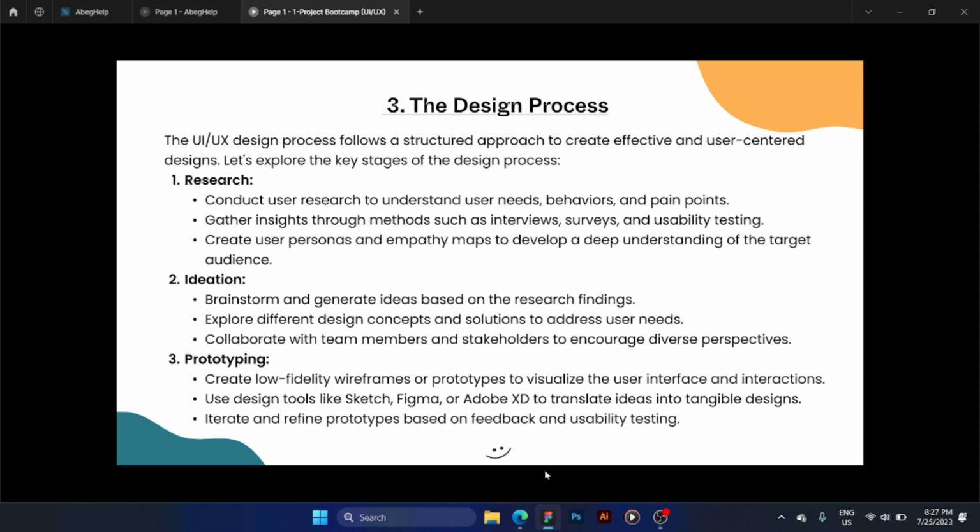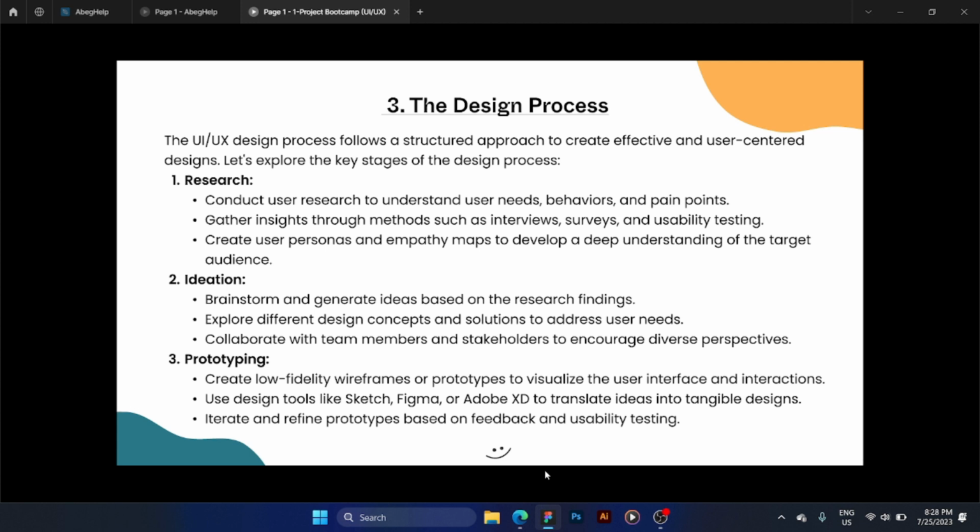Another thing under this ideation is to explore different concepts and solutions to address user needs. So we explore different design concepts and solutions. We try to bring out, how can we solve this problem? In your research, all you're after is trying to know what the problem is. You're trying to know the problem that the users have, because any problem that the user has, you also have it too. Why? Because it's your product. So you are trying to solve the user's problem. From whatever you get from your user research is how you are able to brainstorm ideas on how to sort that problem out.